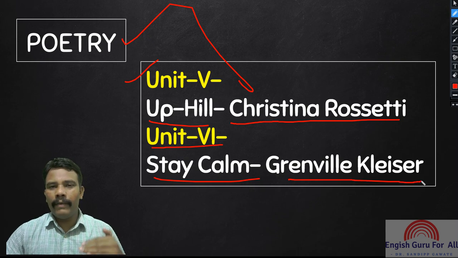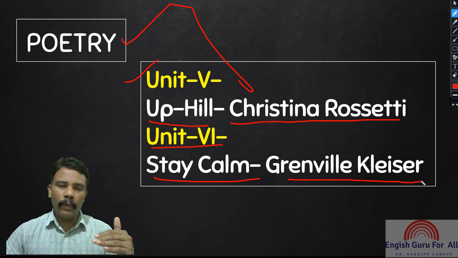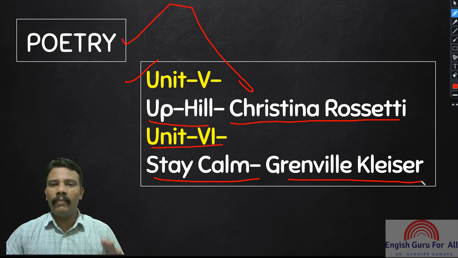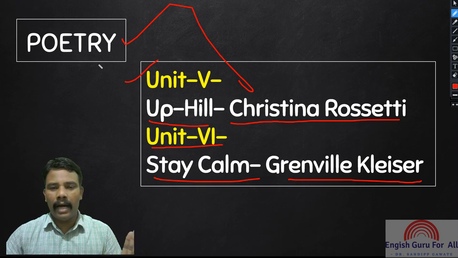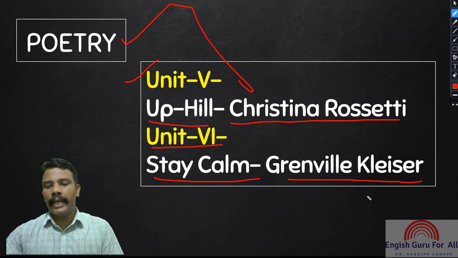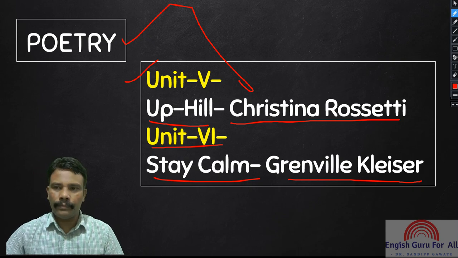So already we discussed the prose section. The prose section contains 4 lessons, and under the poetry section there are a total of 2 poems. The first poem is Uphill, written by Christina Rossetti, and the second poem is Stay Calm, written by Grenville Classer. So we discussed two sections.